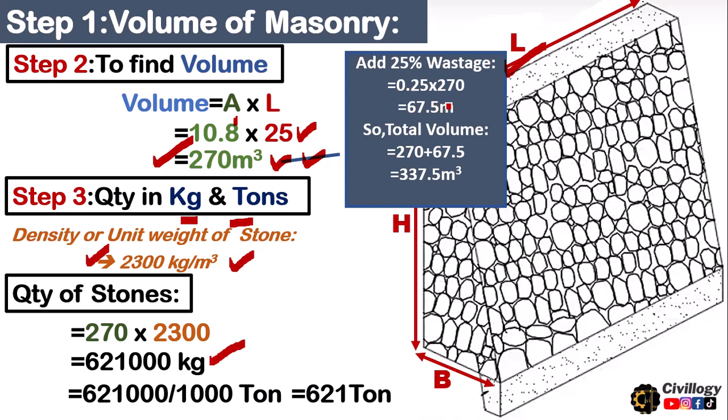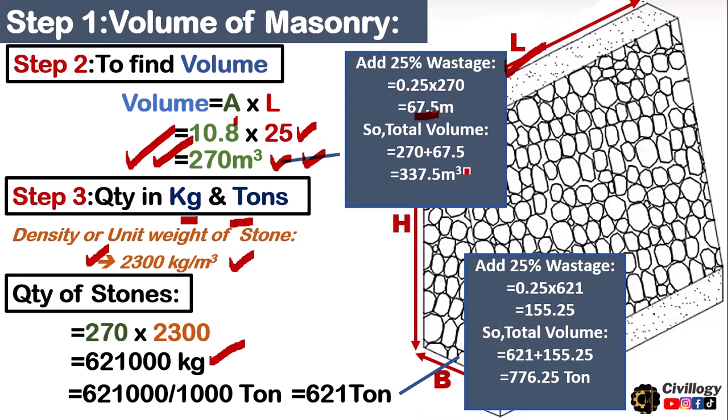We will add this value to this volume and get 337.5 cubic meters, which means that for this type of retaining wall, as the given data has already been discussed, we need 337.5 cubic meters of stone. And if we talk about the weight, similarly 25% wastage will be added. In this we will get 776.25 tons of stone required for such a wall.